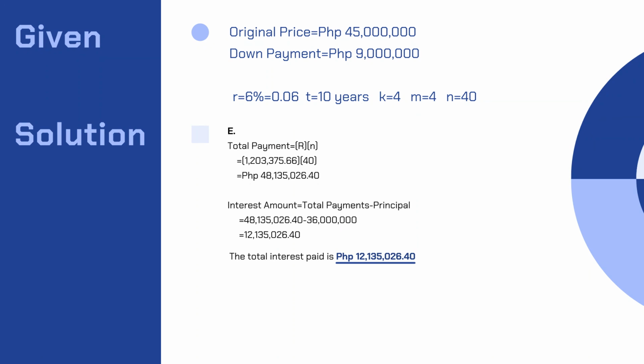Lastly, we will solve for the total interest paid. We will first solve for the total payment by multiplying R and N, and the total payment is 48,135,026 pesos and 40 centavos. And since we know the total payment and the principal value, we can subtract them to get the interest amount, and therefore the total interest paid is 12,135,026 pesos and 40 centavos.